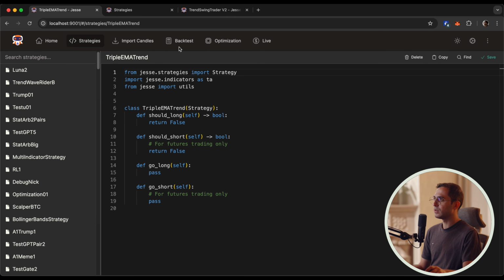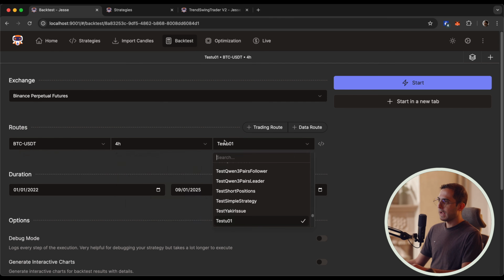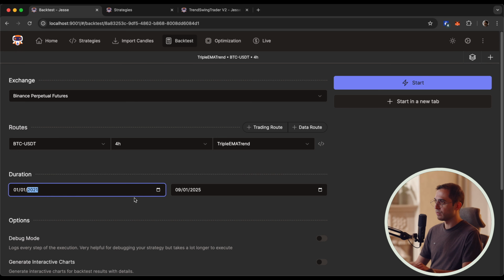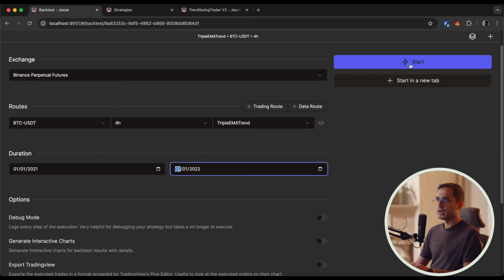So let's go to Jesse, go to the backtesting page, change the symbol into BTC USDT, the time frame into 4 hours, and the strategy name must be triple EMA trend. And for the duration, let's begin since 2021 up until 2022 and the first month. Make sure the fast mode is on, and so is the benchmark. All right, so let's run this.